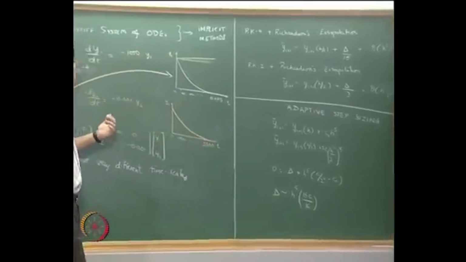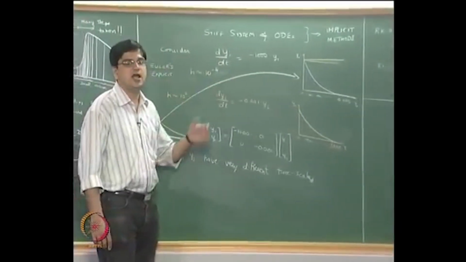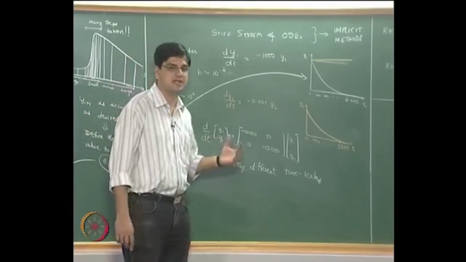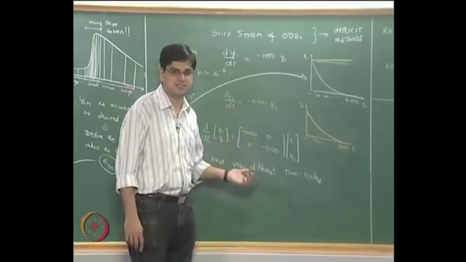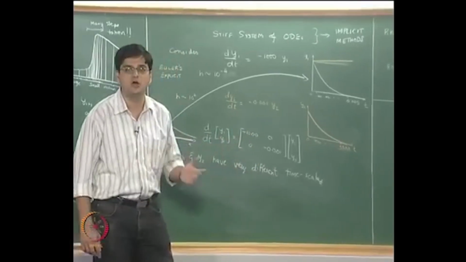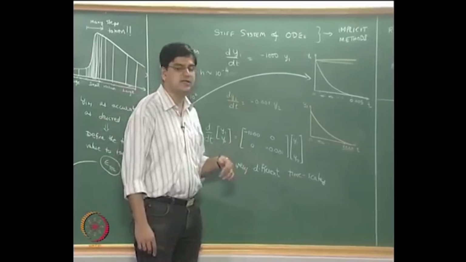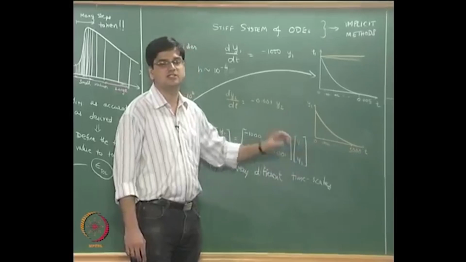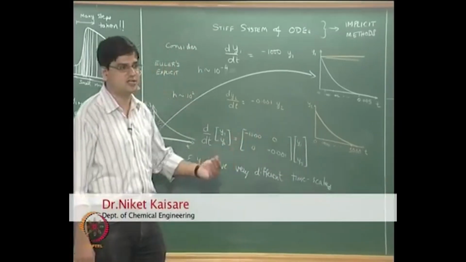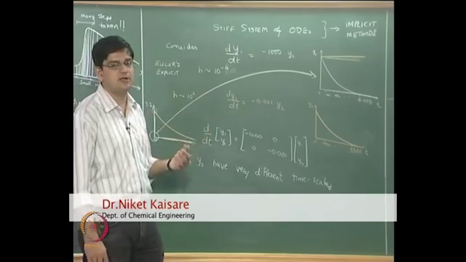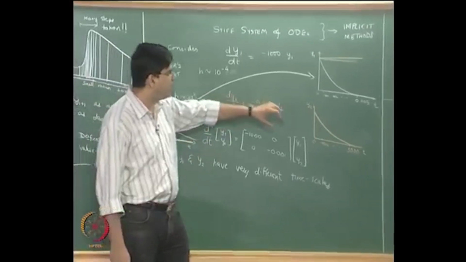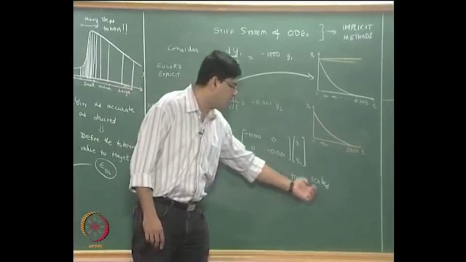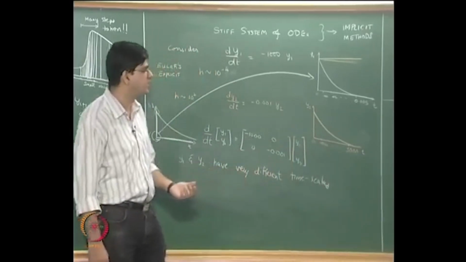And finally we talked about stiff systems of ODEs, which are systems where we have multiple time scales occurring in the same system. These systems might be linear or non-linear. Non-linearity typically makes the problem even worse than in the linear system, but stiffness is independent of linearity or non-linearity. It is independent of the actual values of y1 and y2. It depends only on the time scales at which y1 and y2 evolve.